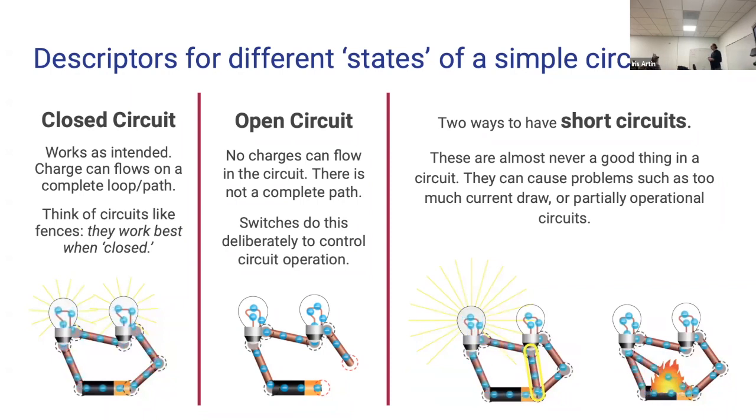So what's causing the current to be following a path of least resistance in those two examples? As the closed circuit, it's working beautifully, but the short circuits, what's causing the short?